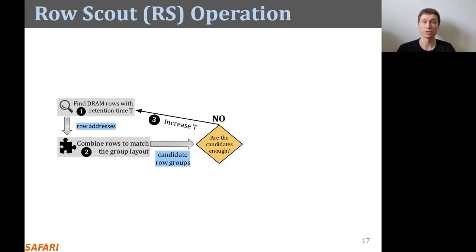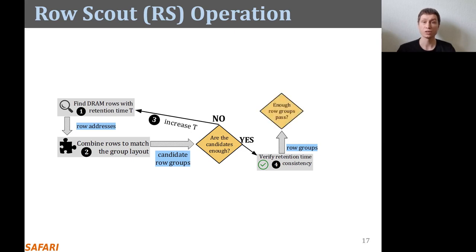If the candidate row groups are enough, Row Scout repeatedly profiles the retention times of the rows in the candidate row groups for many iterations. This is to verify that all rows in a row group have consistent retention times and do not experience variable retention time effects. Candidate row groups that have consistent retention times are output as row groups, and the rest of the candidate row groups are discarded.